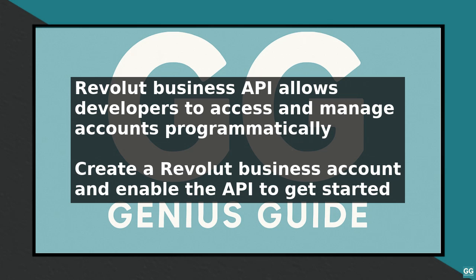To get started with the Revolut Business API, you need to create a Revolut business account and enable the API. This can be done by logging into your account and navigating to the API settings page. Once the API is enabled, you will be provided with an API key and secret, which you will use to authenticate your API requests. The API key and secret should be kept secure as they grant access to your account.